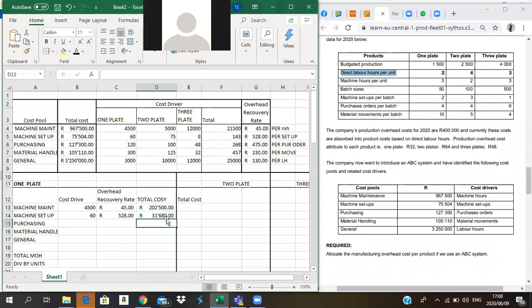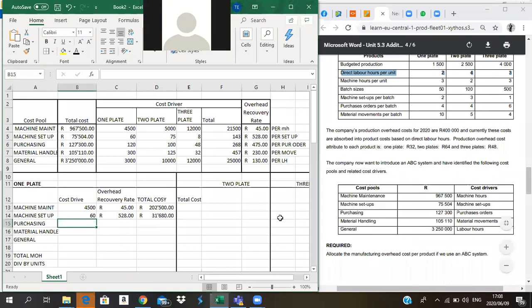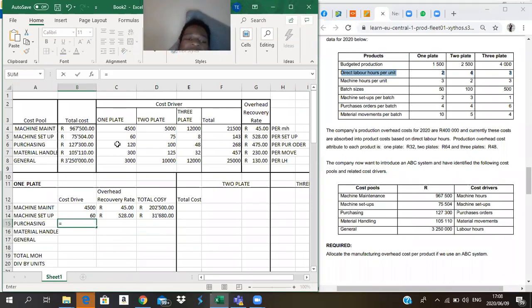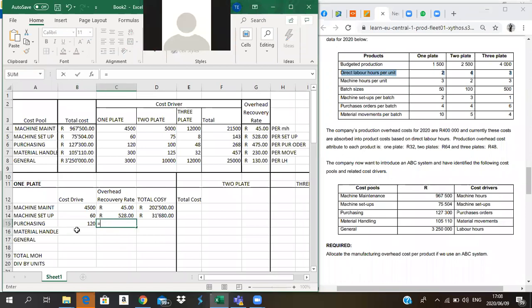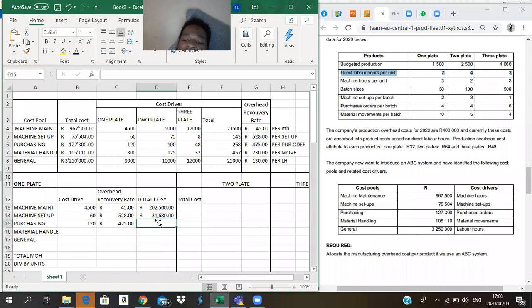Yes. We go to purchasing. Purchasing, the cost driver was purchase order, 120. So I'm going to put the 120 there for one plate. And then the POR, or the overhead recovery rate, for purchasing was 475. Then giving me a total cost of what? Of 120 multiplied by the 475, giving me 57,000.